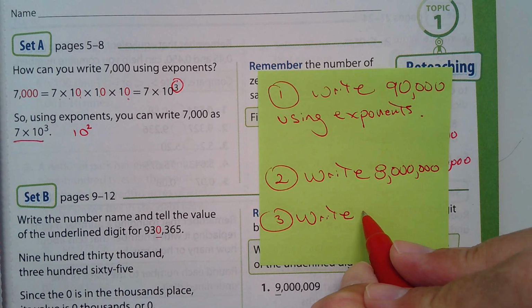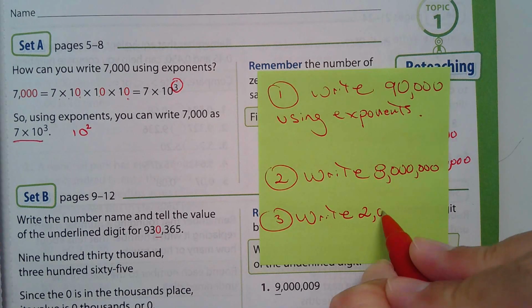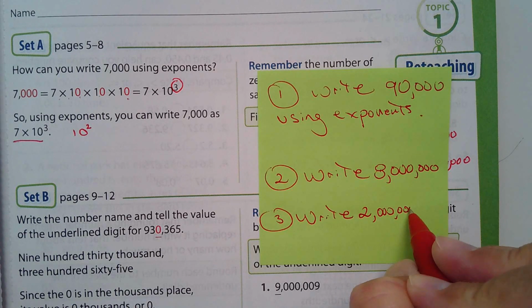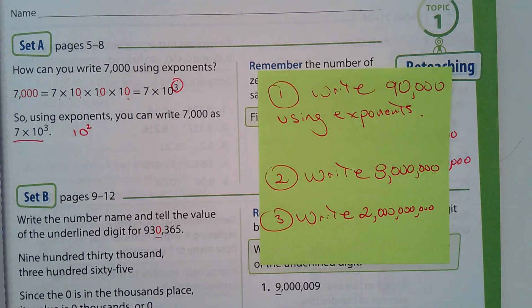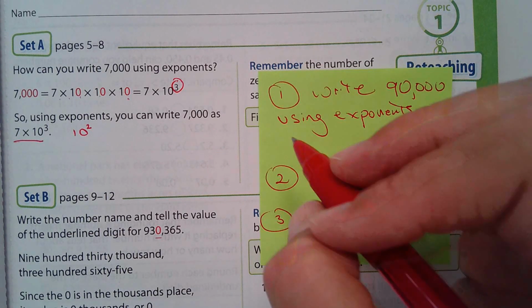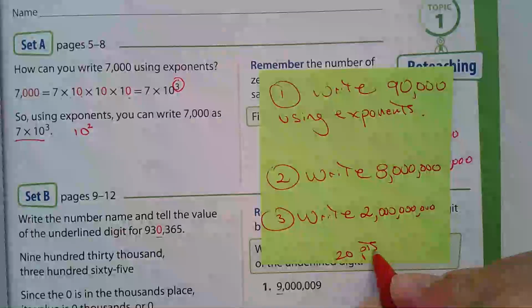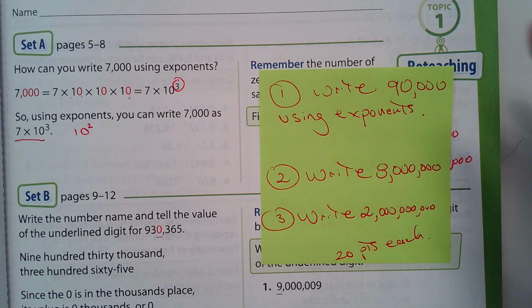Number 3, right? How about, let's see here. 2, 1, 2, 3, 4, 5, 6, 7, 8, 9. What number is that? So that's 2 billion using exponents. So there's 1, 2, and 3 teacher questions. I'll make these worth 20 points each. 20 points each. I'll pull sticks.